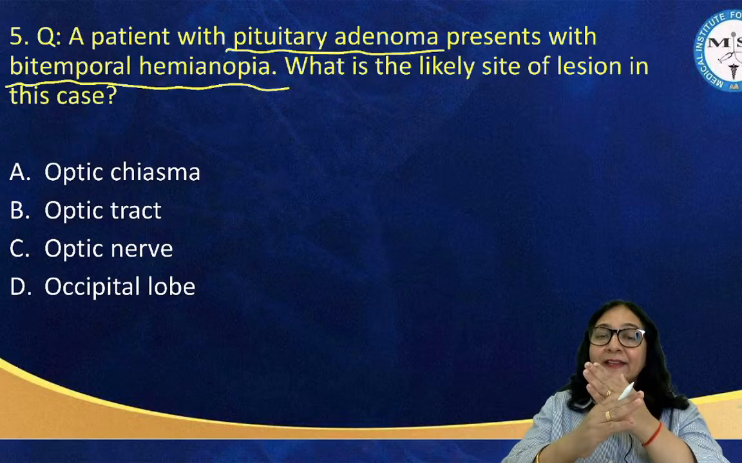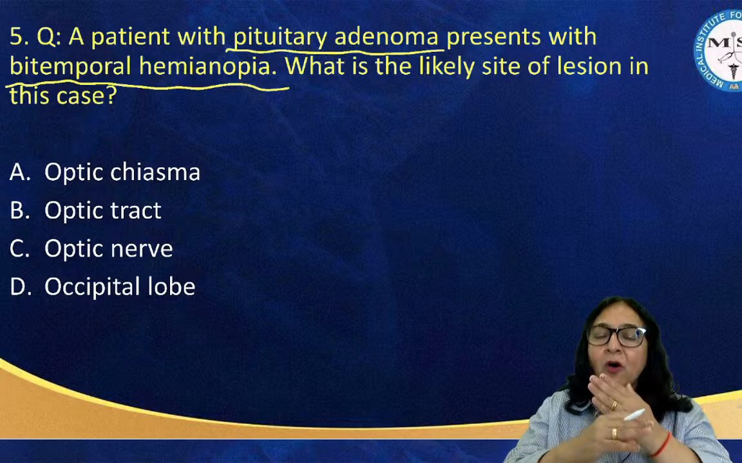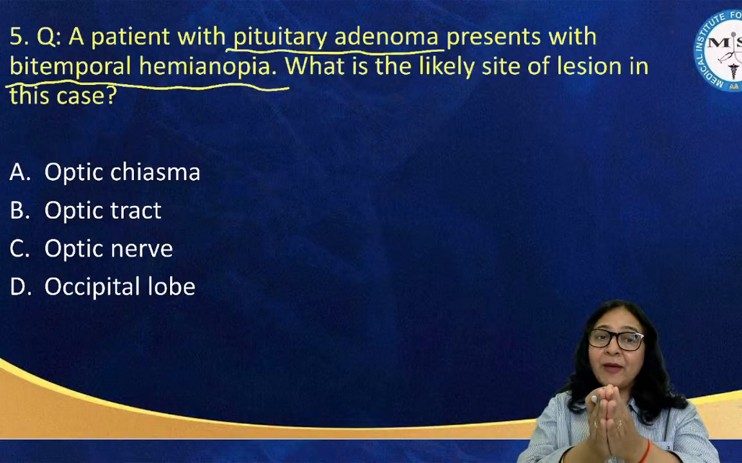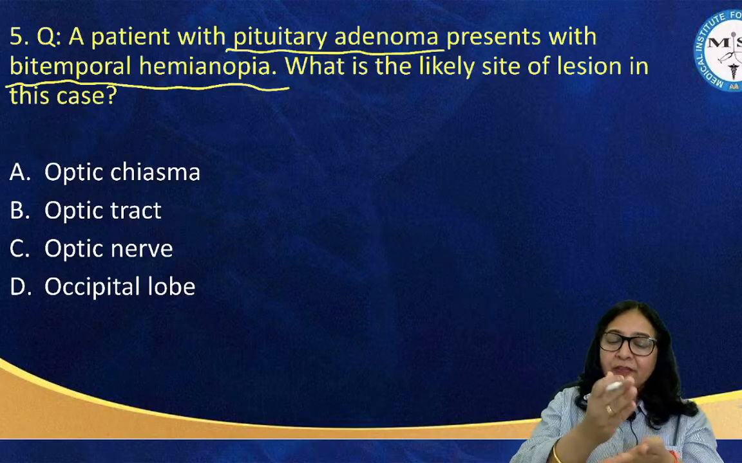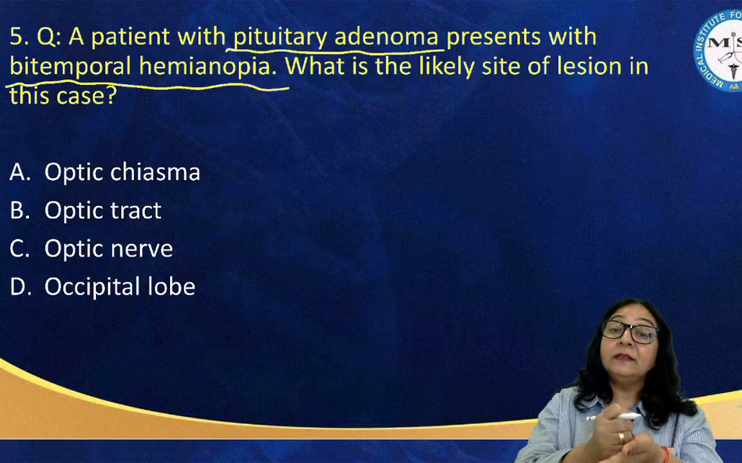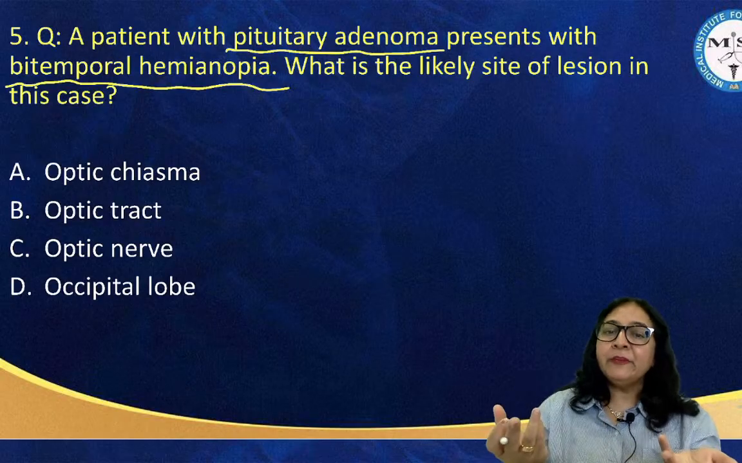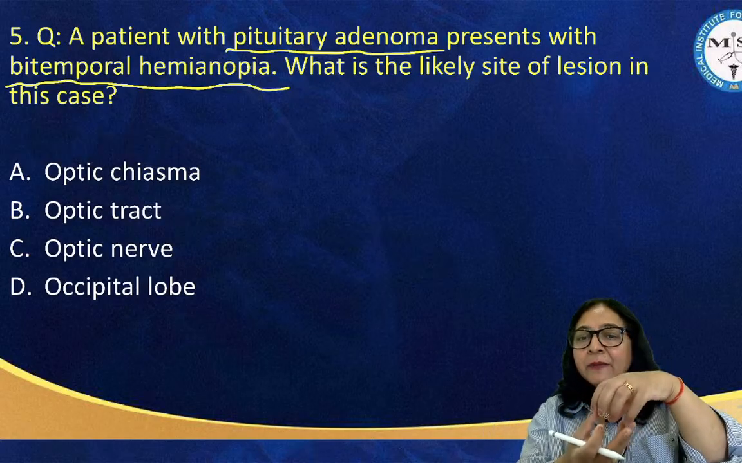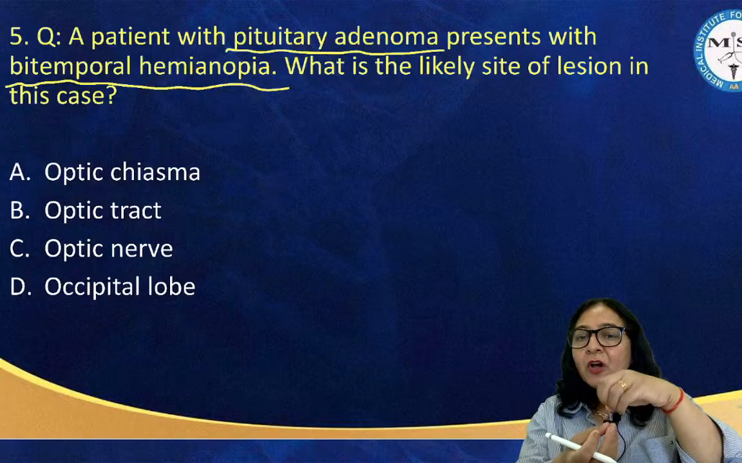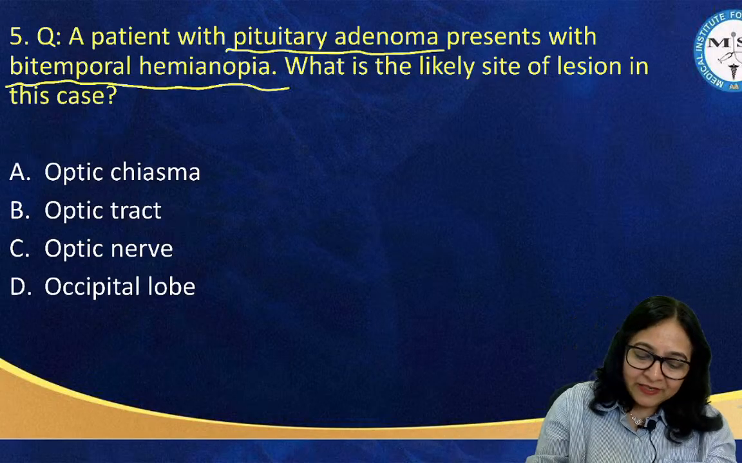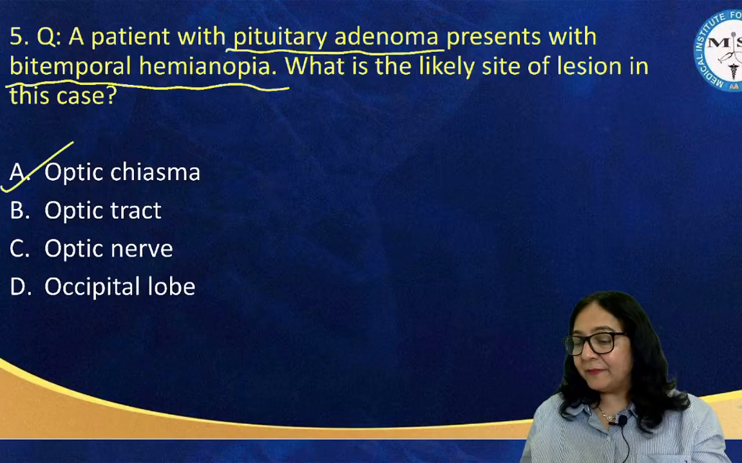And the nasal retinal fibers decussate; they are clumped together in the central part of the optic chiasma. So if there is a tumor like a pituitary adenoma compressing these fibers, where will it compress them? The anatomical location of a pituitary adenoma is close to the optic chiasma area, so the site of the lesion has to be the optic chiasma.